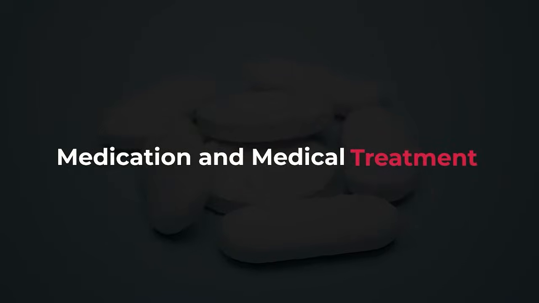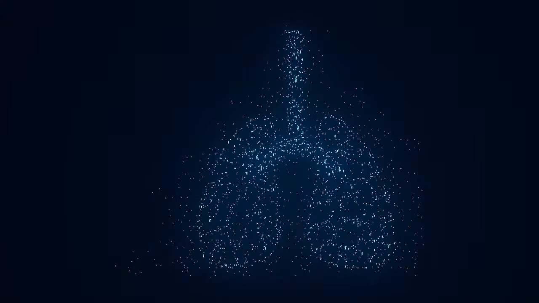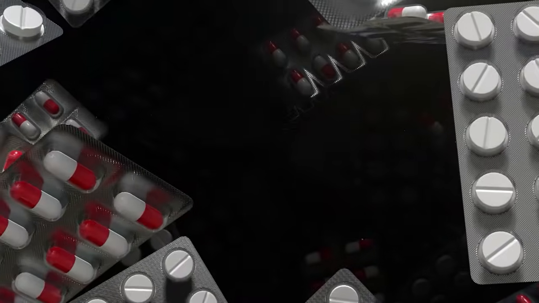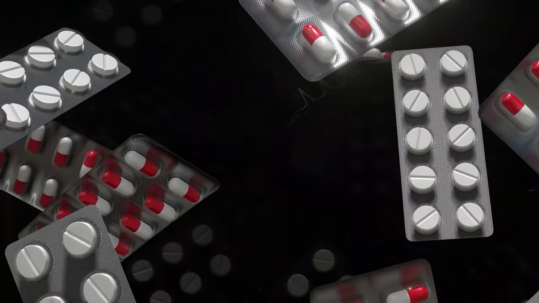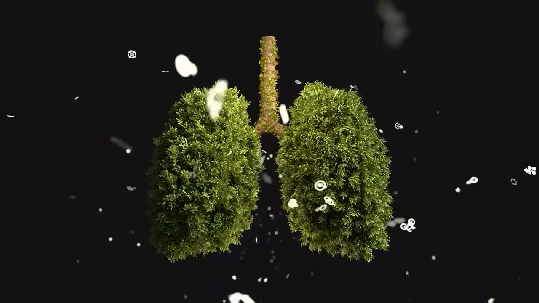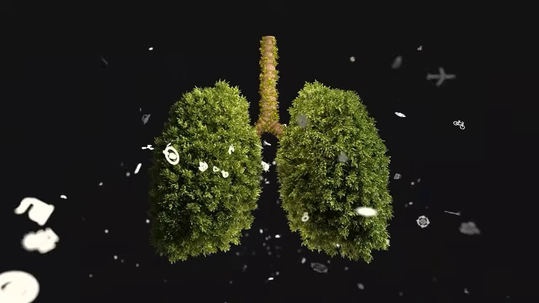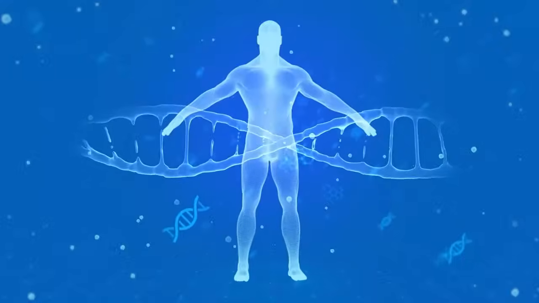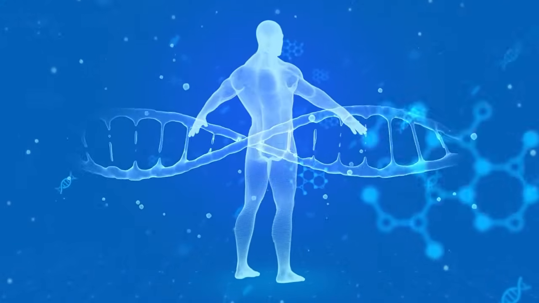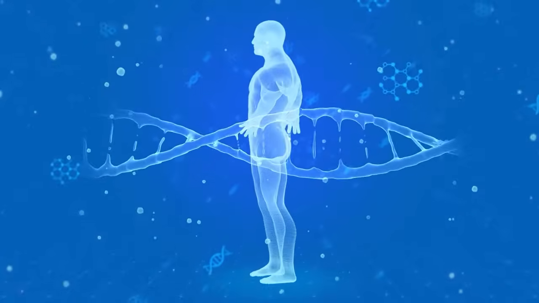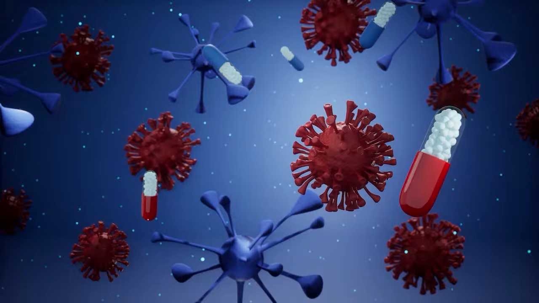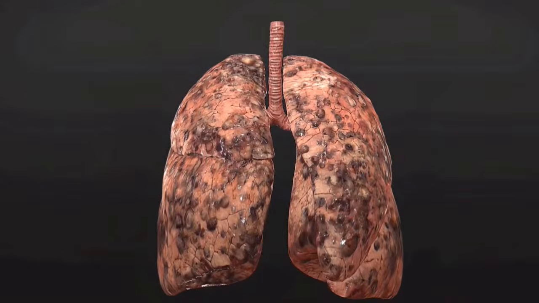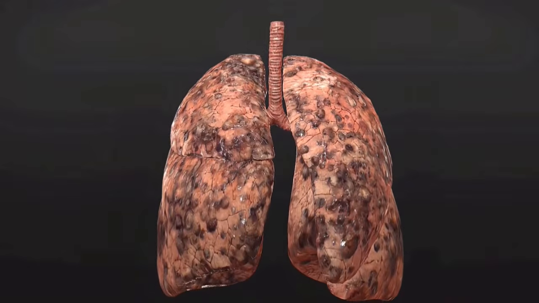Medication and medical treatment. The treatment of pneumonia depends entirely on its cause. Bacterial pneumonia is treated with antibiotics, and it is extremely important to complete the entire prescribed course, even if symptoms begin improving early, in order to fully eliminate the infection and prevent resistance. Viral pneumonia does not respond to antibiotics, so doctors prescribe rest, fluids, fever reducers, breathing support, and sometimes antiviral medicines. Fungal pneumonia requires antifungal medication, usually over a longer treatment period.